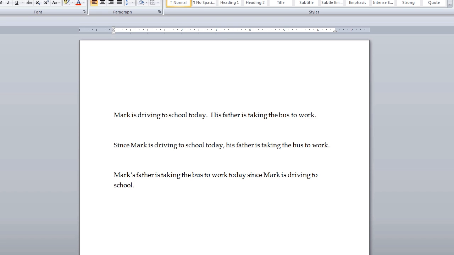Notice that I switched out the word today. I put it with Mark in the first sentence, and I put it with his father in the second example. I could have worked it so that today stayed with Mark in the second sentence. I just decided to change it up a little bit. And I also used Mark's father in the second sentence and his father in the first one. His is a pronoun. It makes the first example easier to read. It lends smoothness to the sentence.